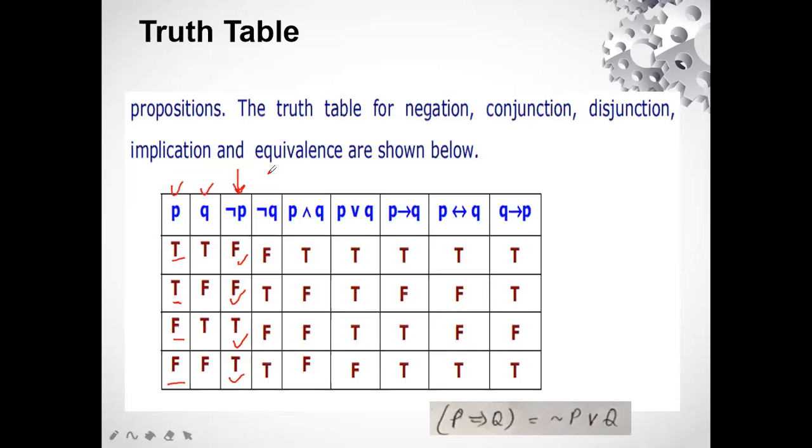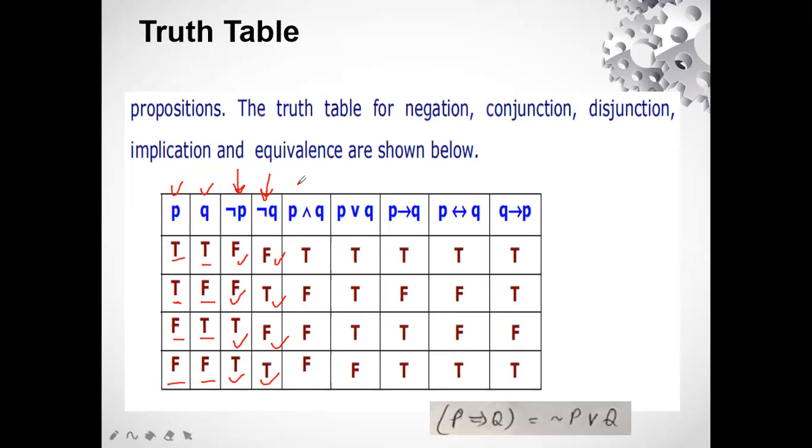In a similar way, we will work for negation Q. So what is negation Q? If Q is true, we get false. If it is false, we get true. If it is true, we get false. Not true means false, and not false means true. So this is what we get for negation P and negation Q.